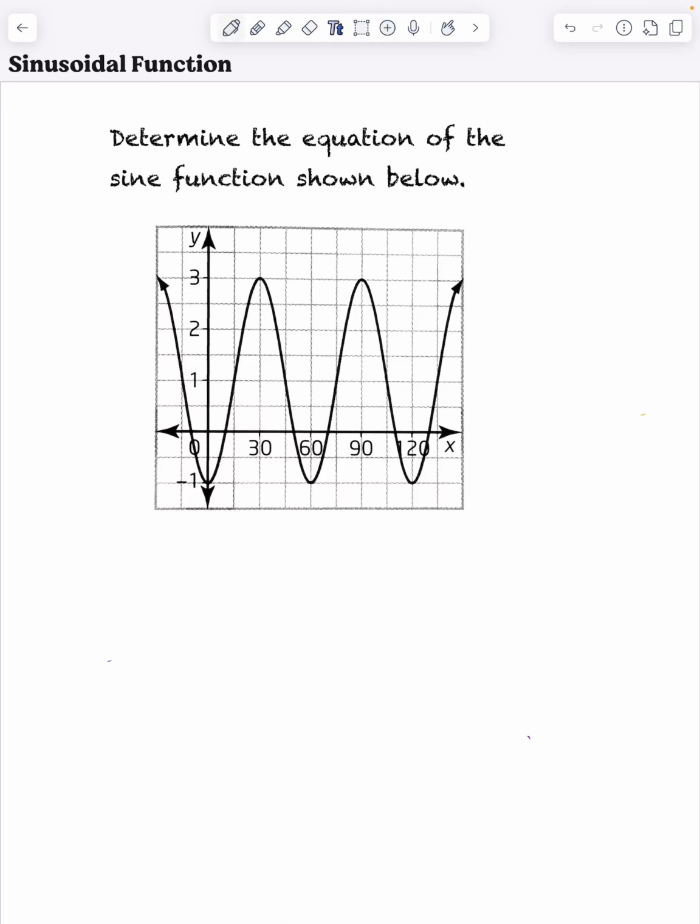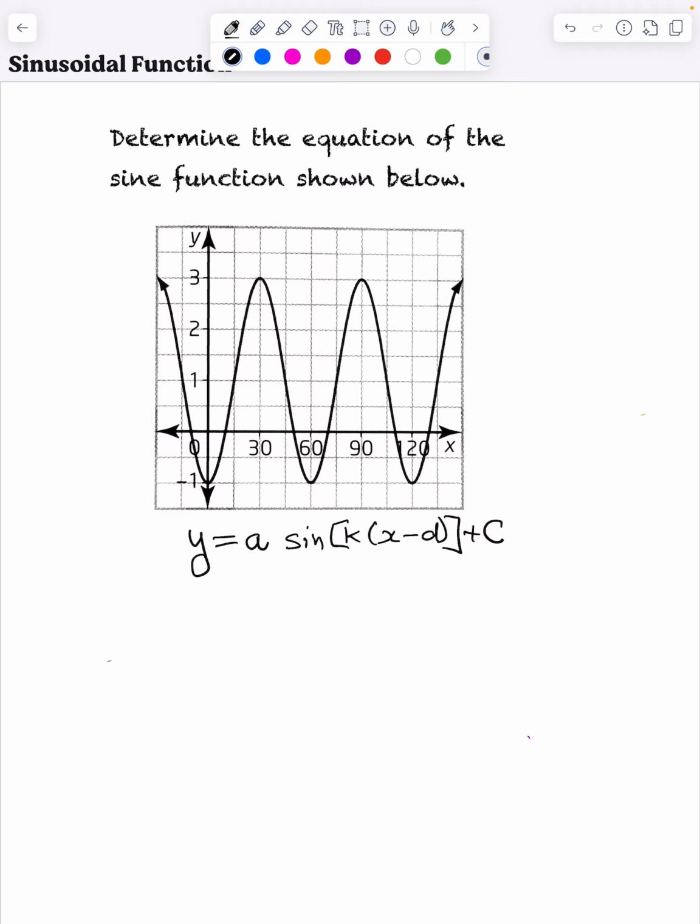Determine the equation of the sine function shown below. We're going to begin with what we know, and what we know is that the equation of a sine function looks like this. Y equals A sine K x minus D plus C. So we're going to start with what's easily identifiable on the graph.